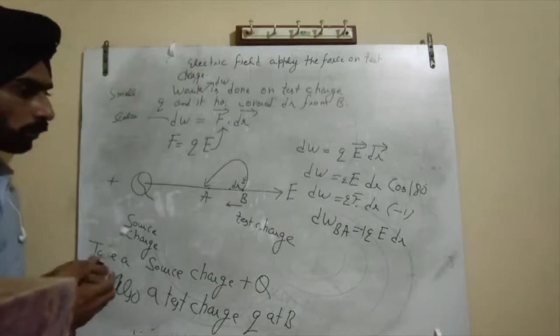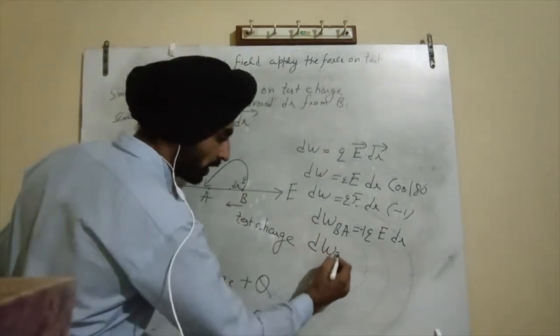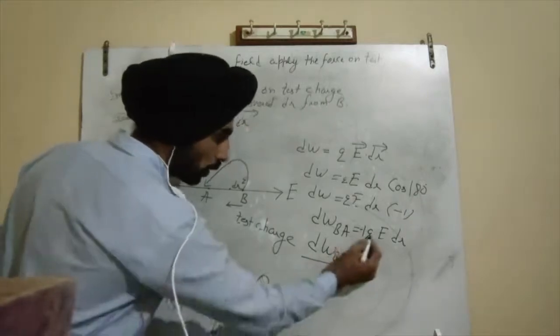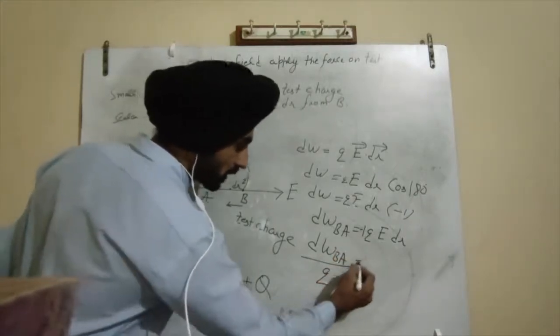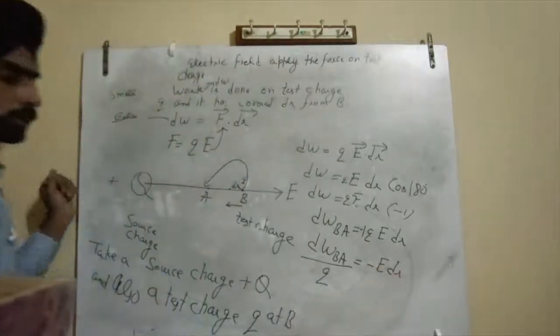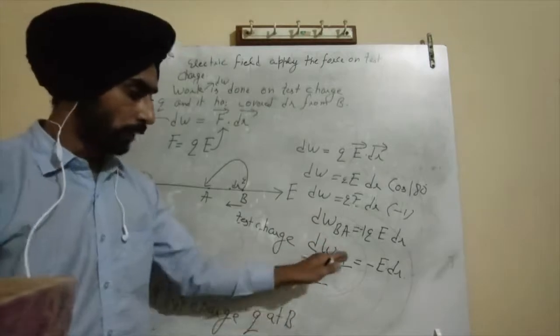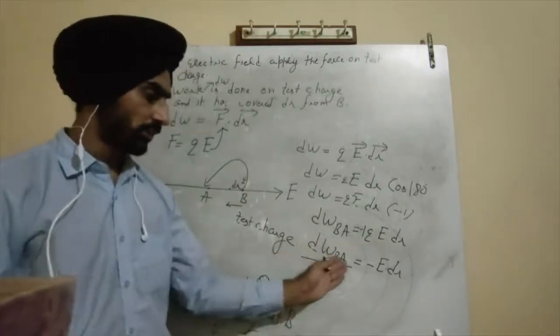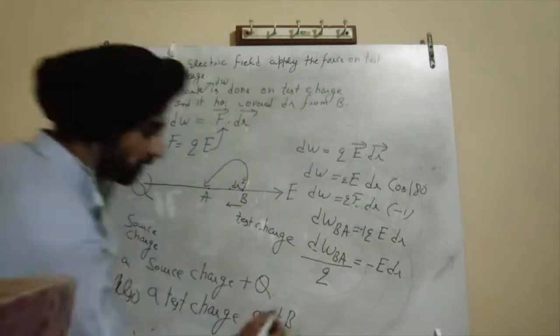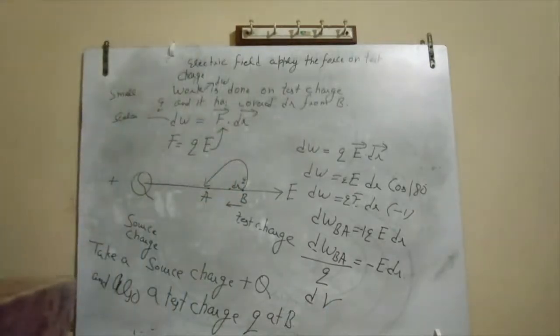So what you are getting? Small work done from B to A on test charge Q is equal to minus E dot dr. So this is the work done on a test charge from B to A. What will this be? Potential difference between B and A. So this is small potential.